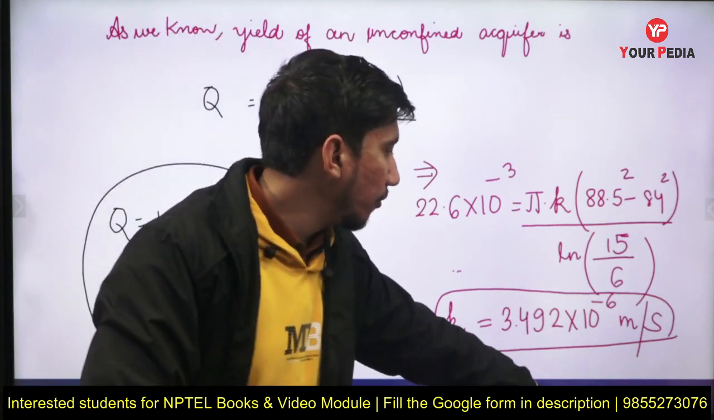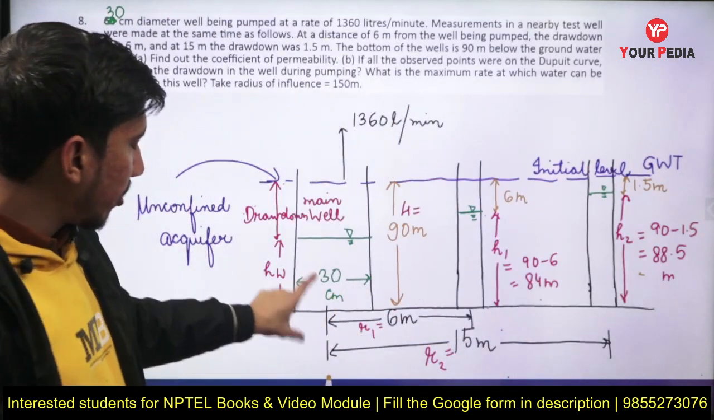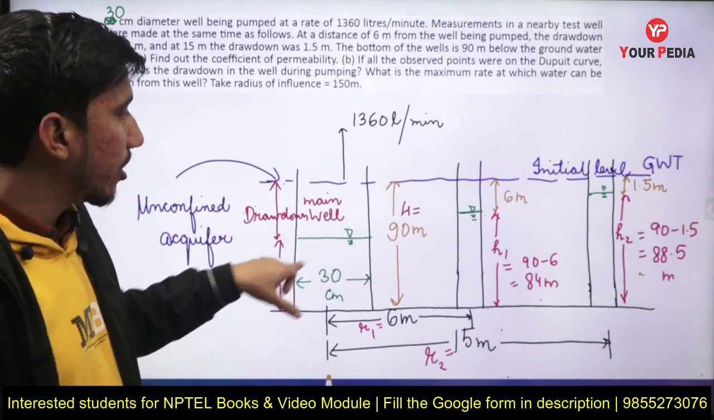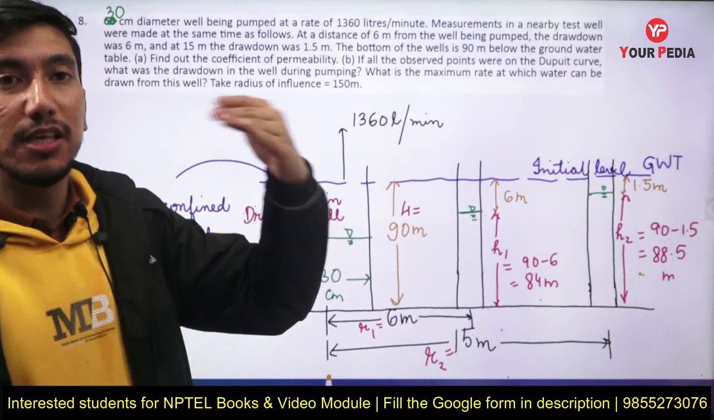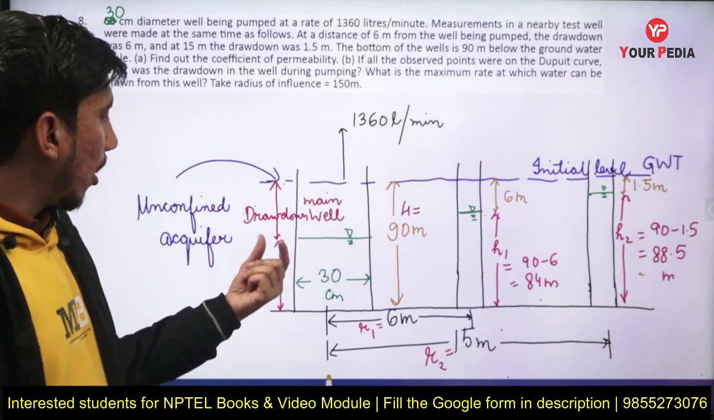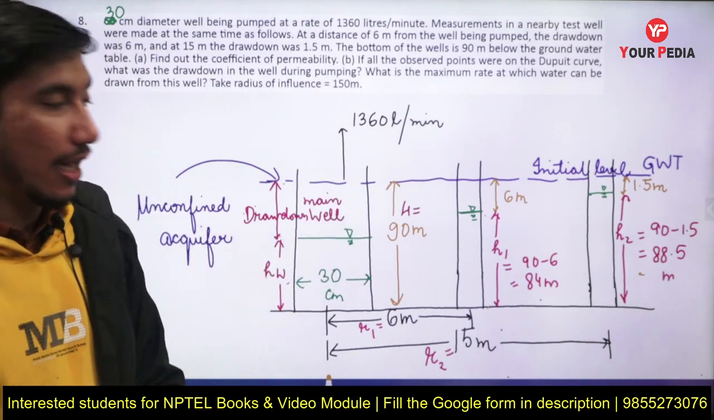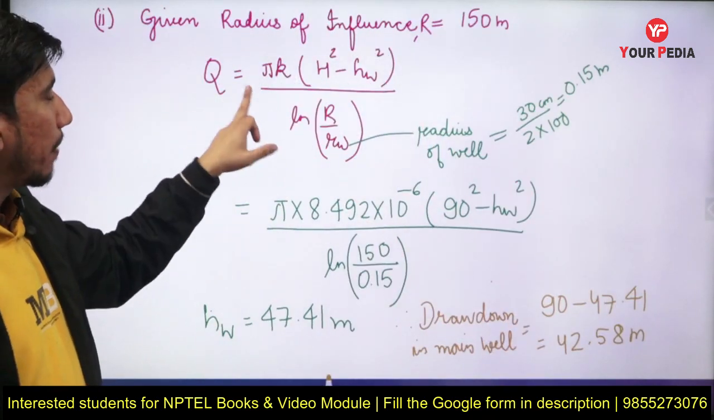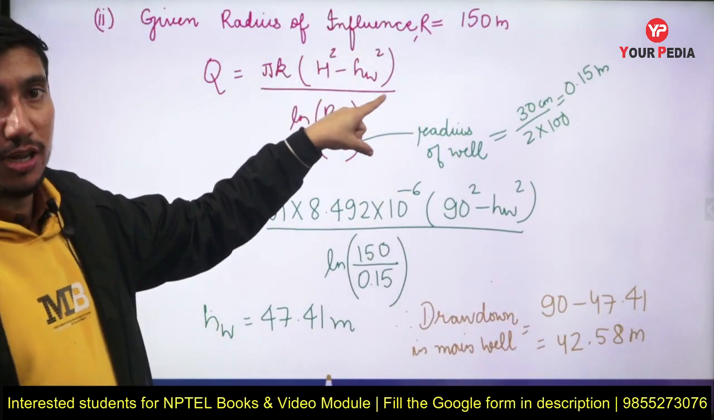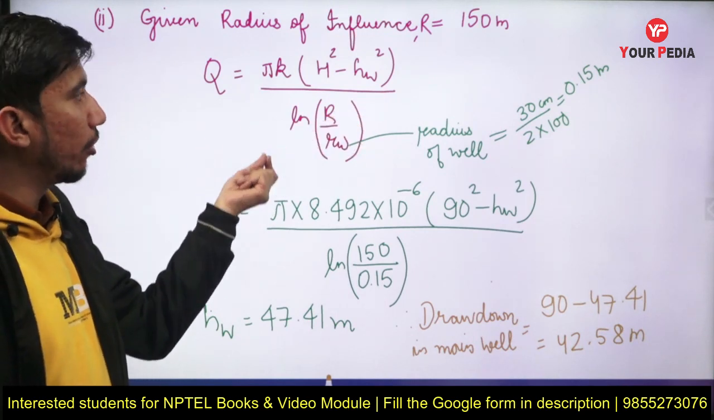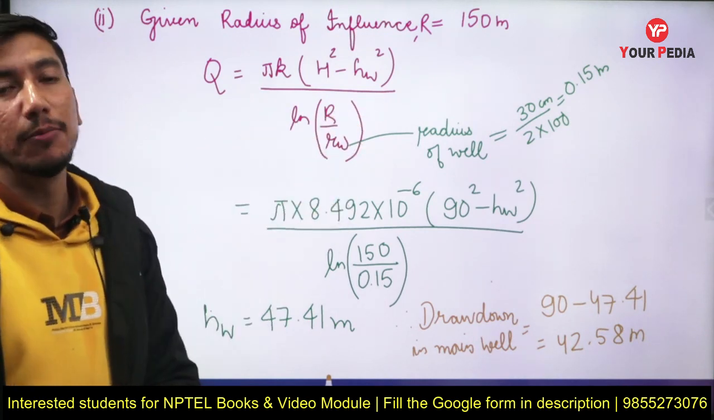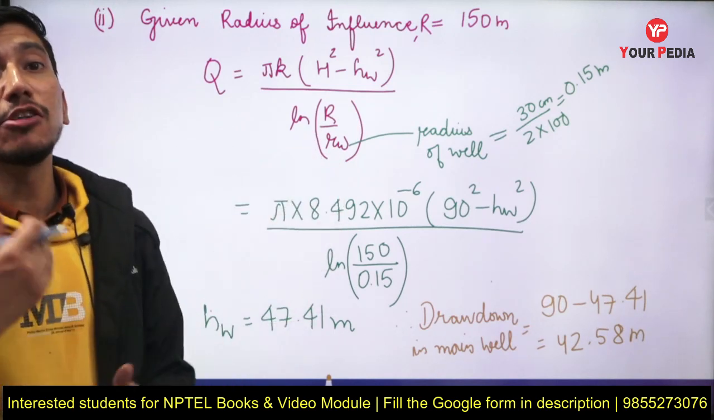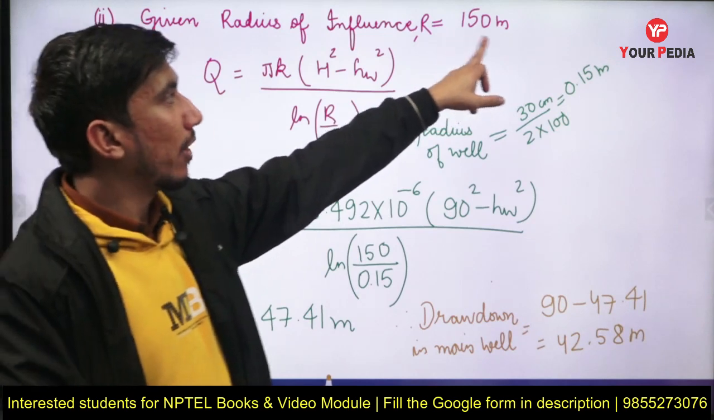If we find the value of HW, then drawdown I can calculate by subtracting the HW from 90 meters, which was the initial level of the groundwater table. Now for this HW there is a formula that's called Dupuit's formula, and that formula is this: pi k (h square minus HW square) divided by natural log of capital R by RW, where RW is the radius of the main well, capital R is the radius of influence that has been given as 150 meter.